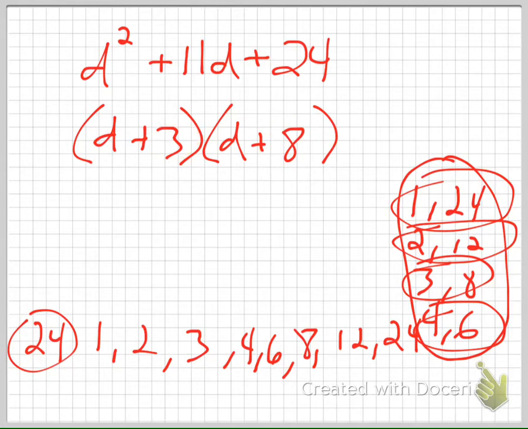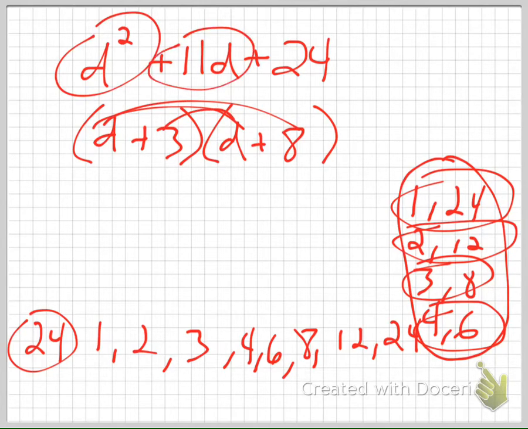Make sense? We're done. How do you know you did it right? D times D is d squared. D times 8 is 8d, plus 3d is 11d. And then 3 times 8 is 24. We're done.